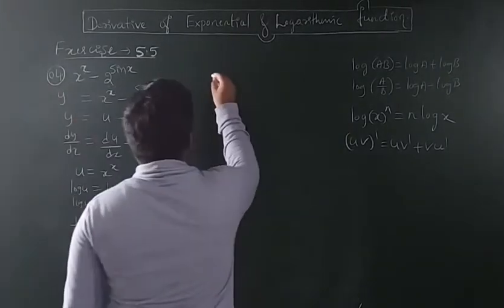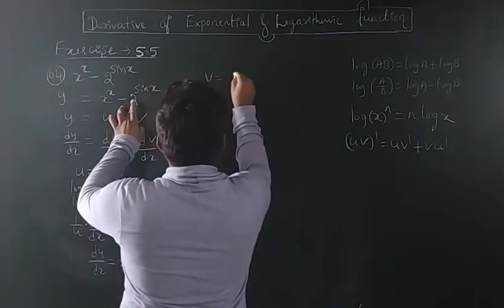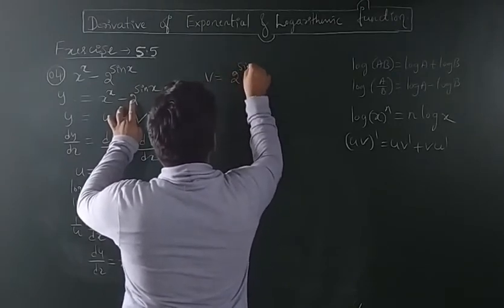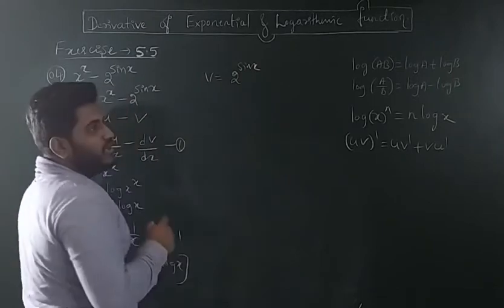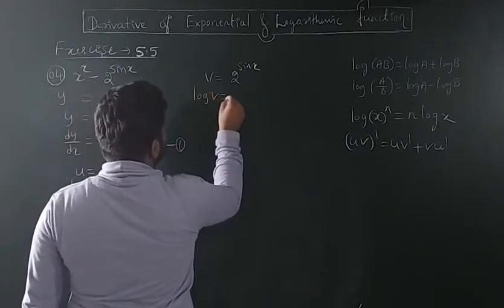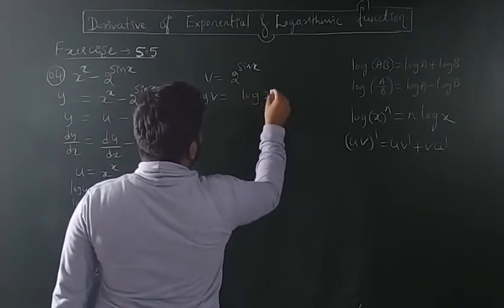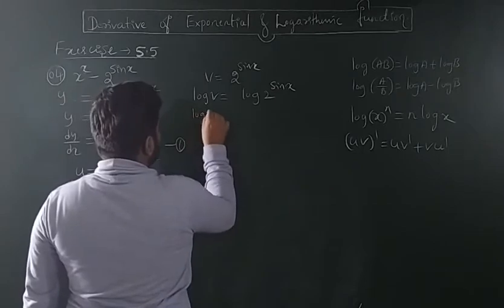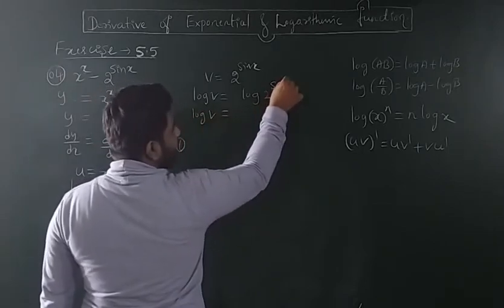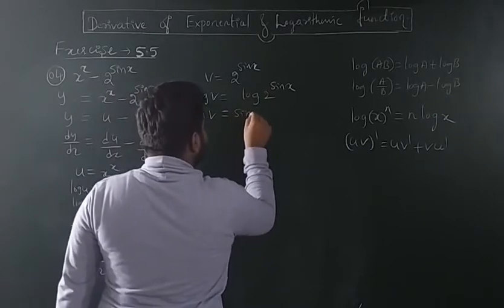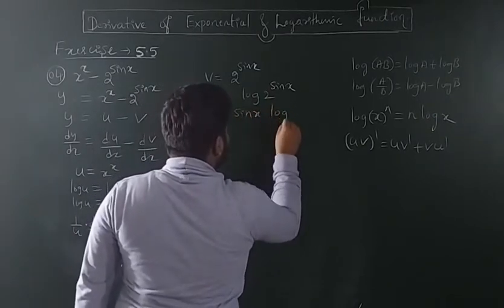What is v? v is nothing but 2 raised to sin x. So again apply log here. Log v is equal to log of 2 raised to sin x. Whatever is there on the power comes to the front here: sin x into log 2.